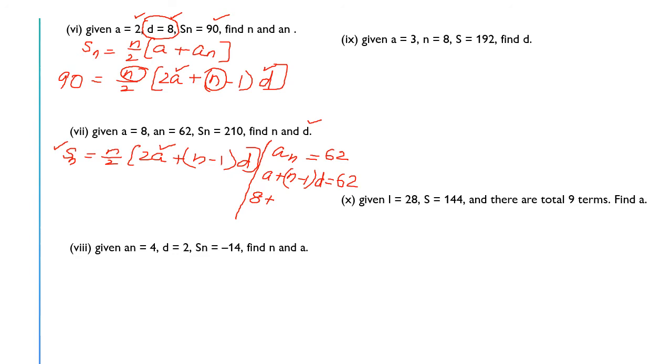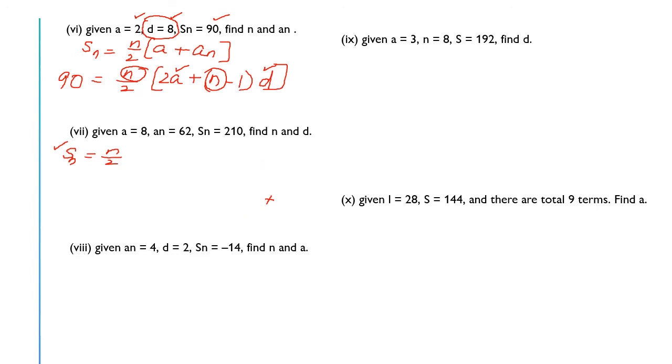N and an is given to you. Either way, any method you can use. If you want to do the other way, then you can directly use n by 2 into. If you do the other way, then you have to find d separately. In this way, you will get two separate equations and then you will have to calculate d. Otherwise, you can do it directly this way also.